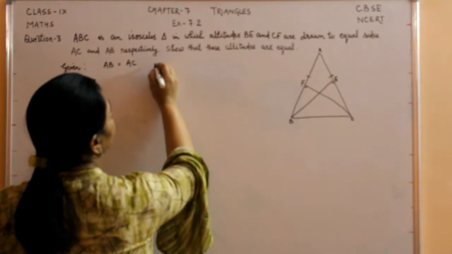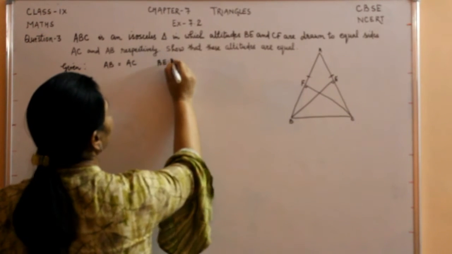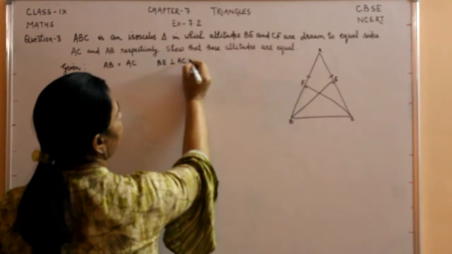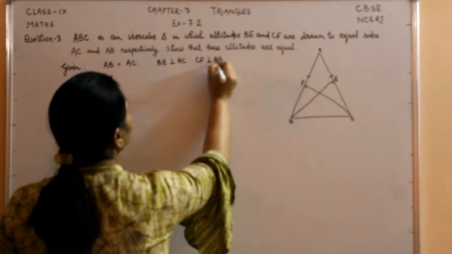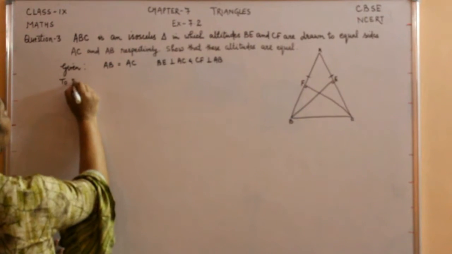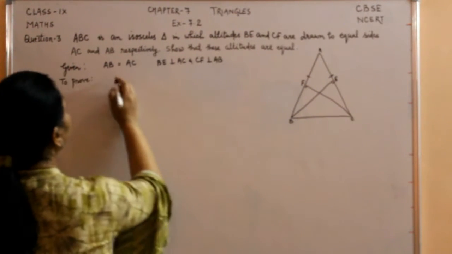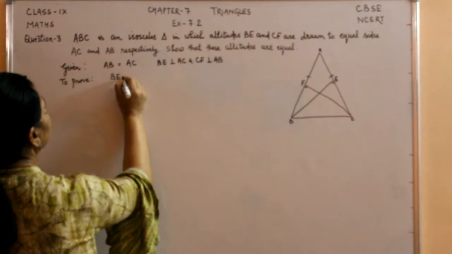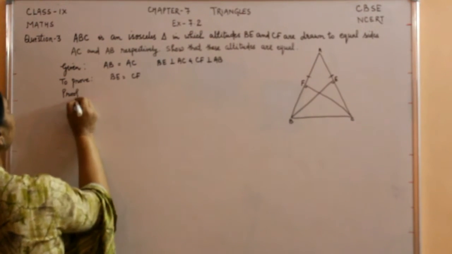That is, BE is perpendicular to AC and CF is perpendicular to AB. This is given. What we have to show or prove is that these altitudes are equal, that is BE is equal to CF. Now we will prove this. So what is our proof?